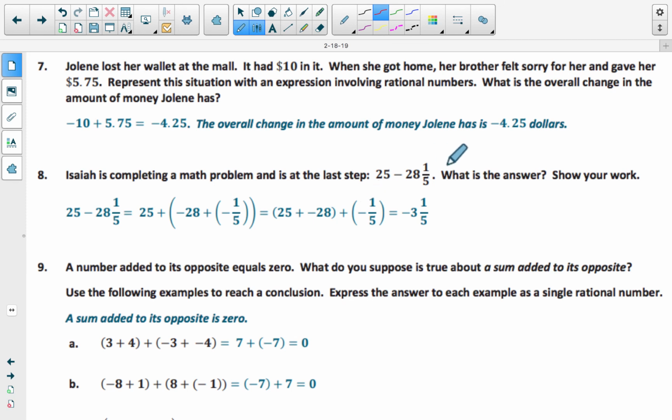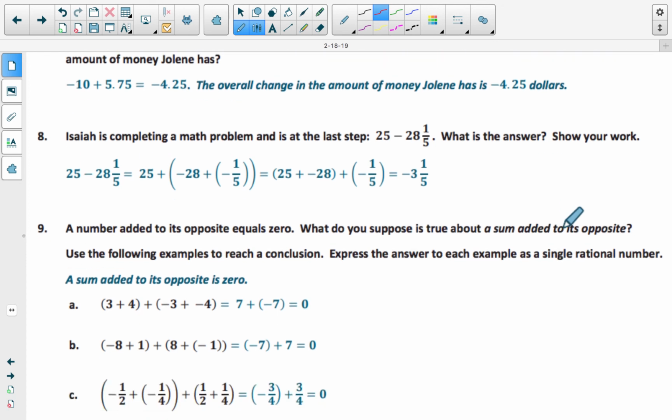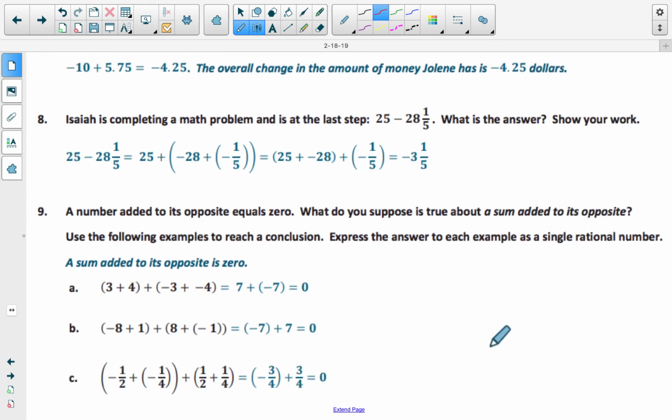Number 7, you should have gotten -$4.25. So the overall change is -4.25. Number 8, you should have got -3 1/5. For number 9, which was on the next page, hopefully you didn't miss that question. I know it wasn't on the first page that I showed you.